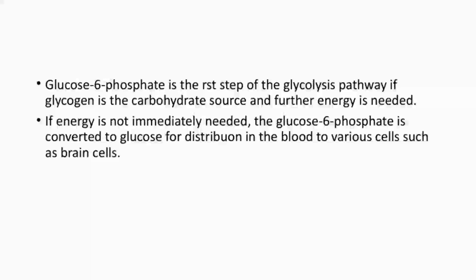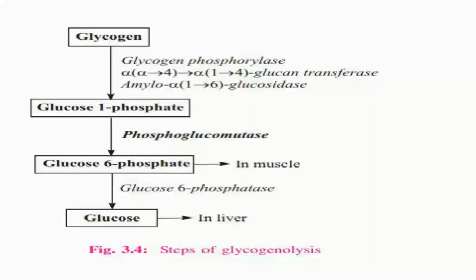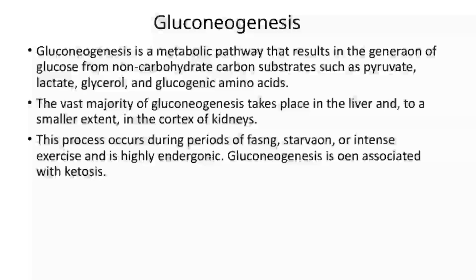Gluconeogenesis is a fascinating metabolic pathway that essentially allows the body to produce glucose from non-carbohydrate sources. These sources include pyruvate, lactate, glycerol, and certain amino acids known as glucogenic amino acids. It's a crucial process, especially when carbohydrate intake is low or during periods of fasting. Most of this activity occurs in the liver, which is the body's main metabolic hub. But the kidneys, specifically their cortex, also play a significant role, just to a lesser extent.